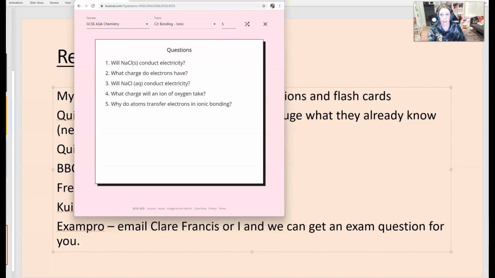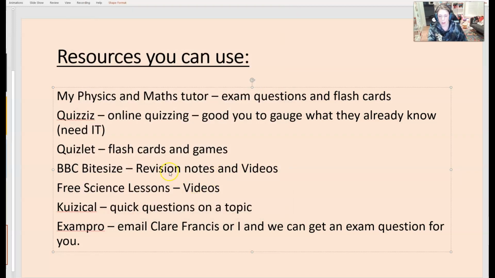So Quizzical's really good. And then we can also get Exam Pro questions for you. So if you email myself or Claire Francis, we can get an exam question for you off Exam Pro if you wanted to use them. Okay, so my suggestion for your first session is that you do bonding and that you go through the 3 types of bonding, and then I'll email you the questions and you can work through them with the student. So I'm going to do that for you now.